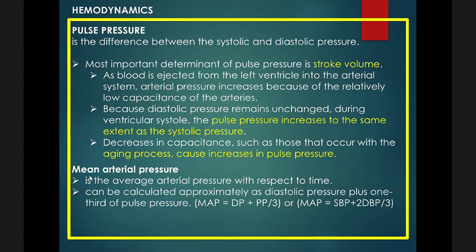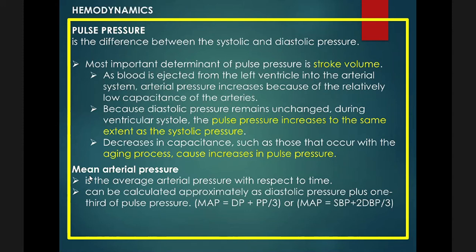So, pulse pressure is the difference of the BP. So, if you get a blood pressure, meron kang systole, meron kang diastole. So, most of the time, it will be 120/80. 120 yung systole, 80 yung diastole. So, pag i-minus mo lang yung 120 minus 80, yun yung pulse pressure.